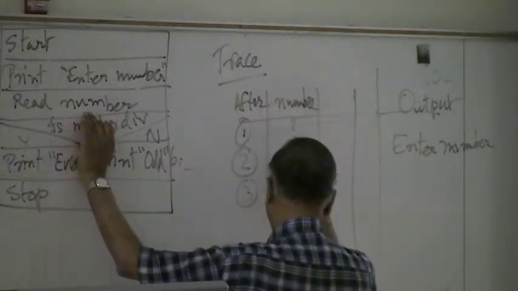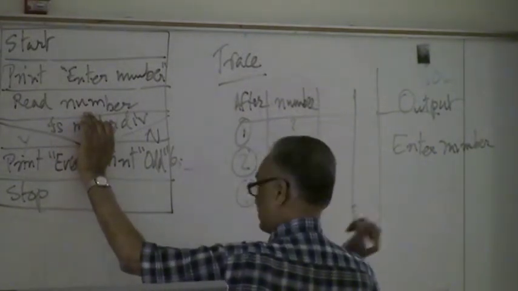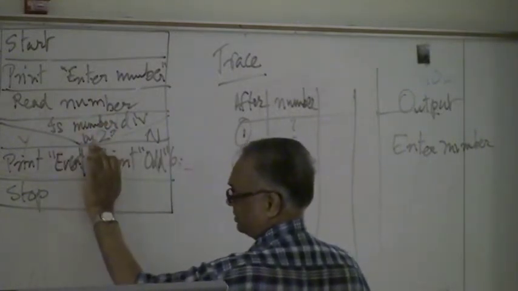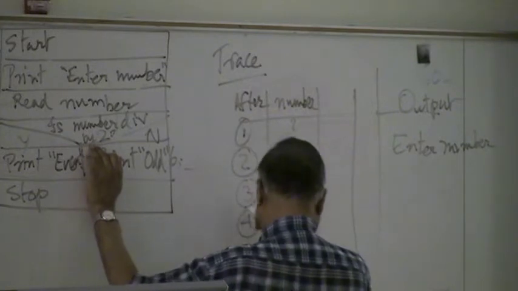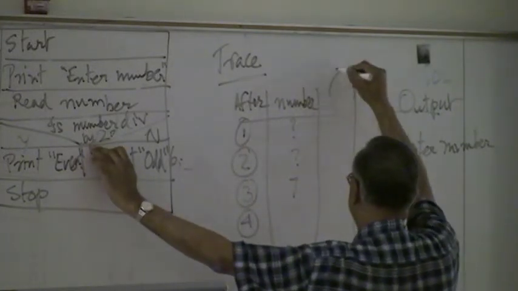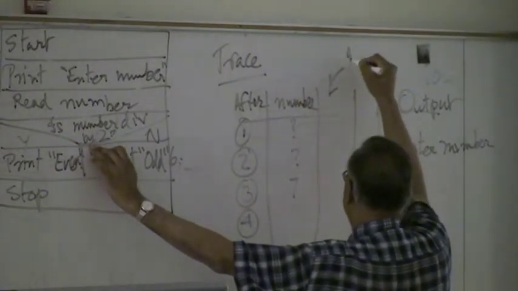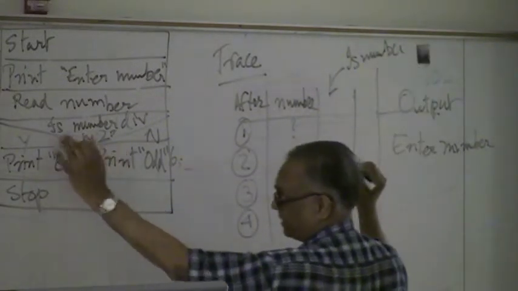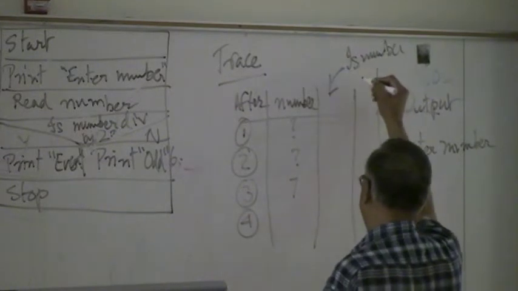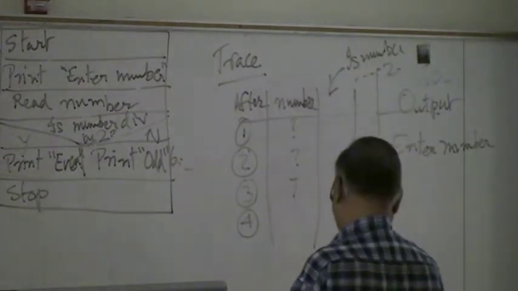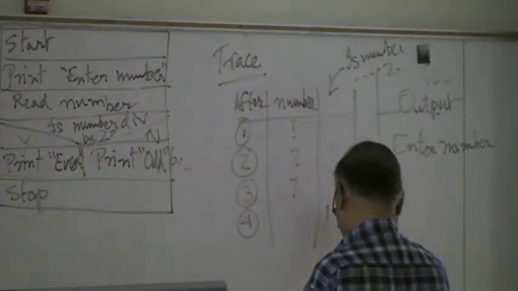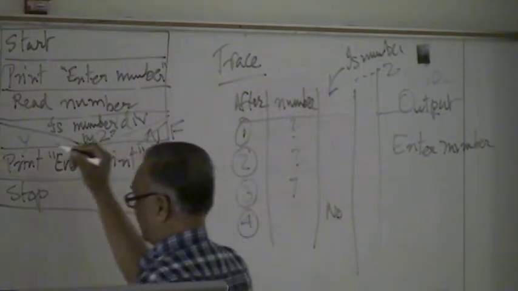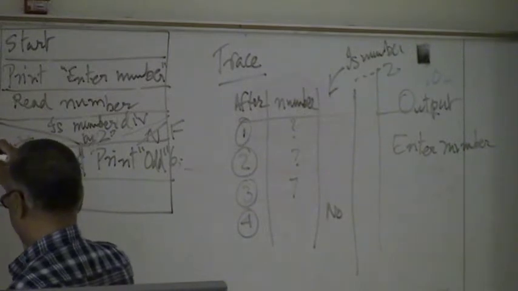So at step 3, suppose I have put in 7 for the number. Is 7 divisible by 2? That's box 4. So box 4 I can write over here, is number divisible by 2? The same exact thing as in this box here. The answer is no, or false. I can write false instead of this and write true instead of Y. Same thing.